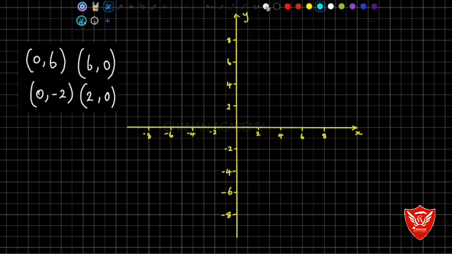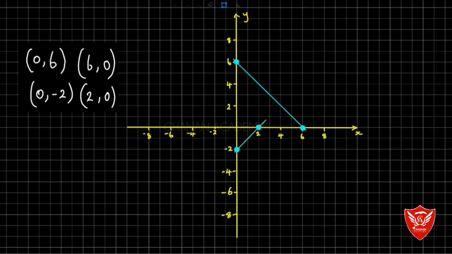These are the coordinates, so we'll plot them and then check where the lines intersect. When x was 0, y was 6, so this is the first coordinate we have. And when x was 6, y was 0, so this is the second. Let's connect those two points. Then for the second equation, when x was 0, y was negative 2, and when x was 2, y was 0. Let us also connect these two points together. Now we've connected both of them.